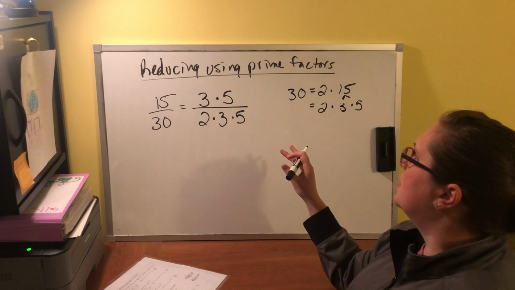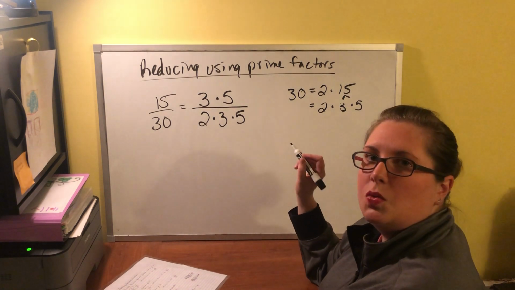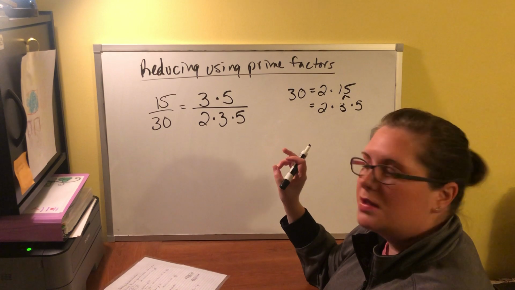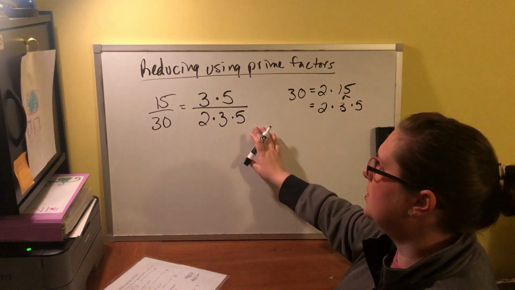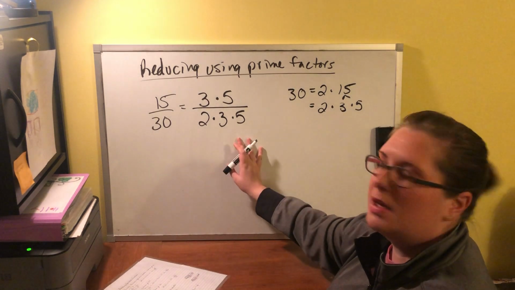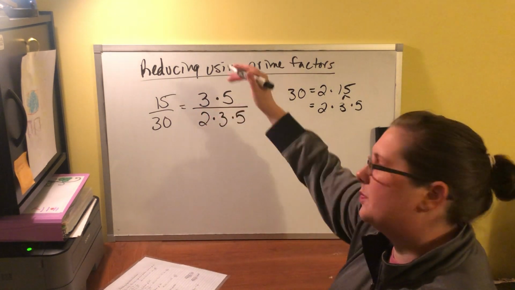All right, so now that we did this, we are going to cancel pairs of numbers from the numerator to the denominator, okay? It has to be a pair, and it has to be from the numerator to denominator. It can't be all in the denominator. It can't be all in the numerator. It has to be from top to bottom.